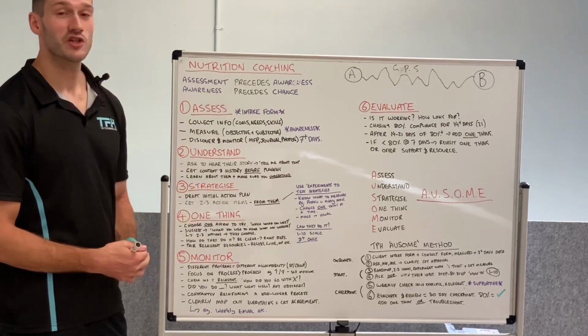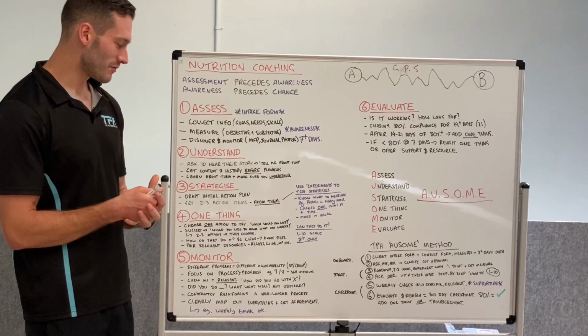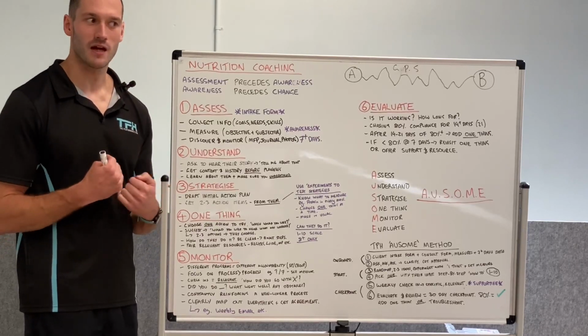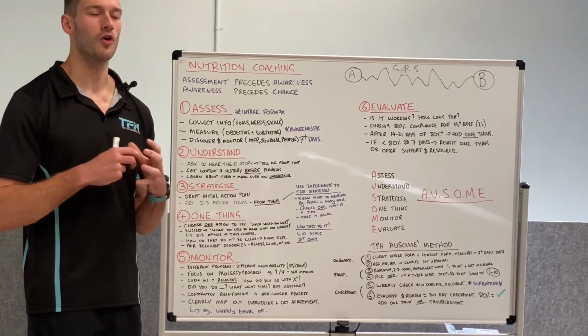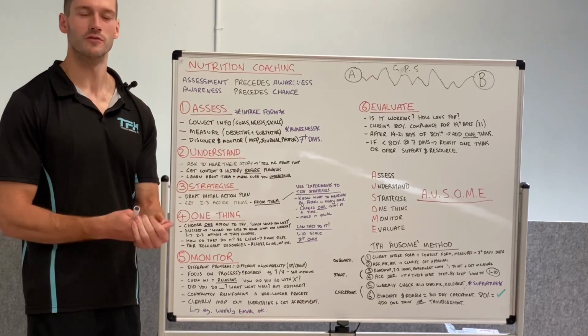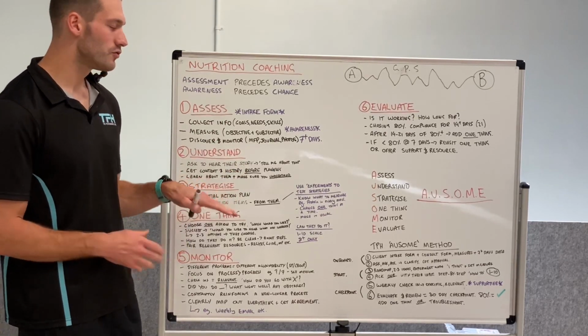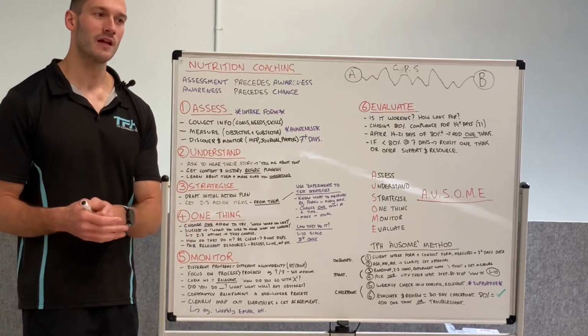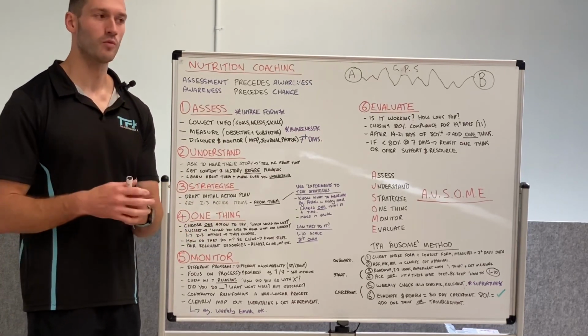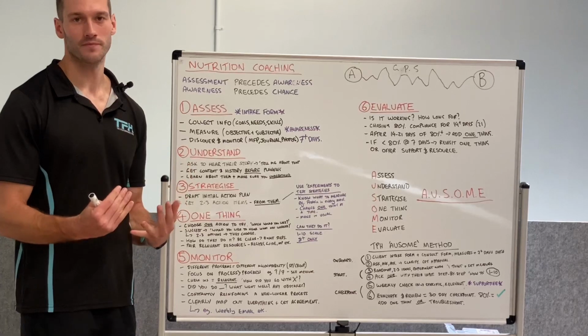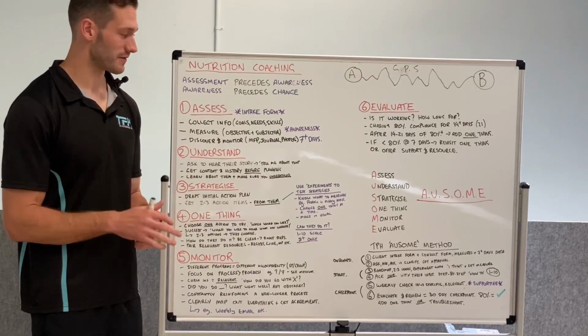Then we've got strategize, okay? This is when we're going to start drafting up some initial action steps and the overall approach that we're going to use for this client. We want to get 2 to 3 action items, okay? Ideally from them. What do they think they can start doing? Can be really simple things.